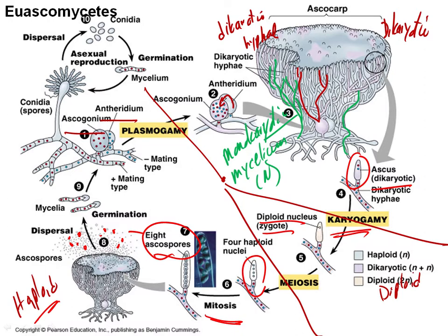Those grow out to form our haploid or monokaryotic mycelium. It's also called a primary mycelium. It's monokaryotic. And the cells are haploid. And they are what are going to form our ascogonium and antheridium. So it's a complex life cycle. Not the most complex we're going to see the whole semester, but pretty good. We're getting pretty close to having the most complex.